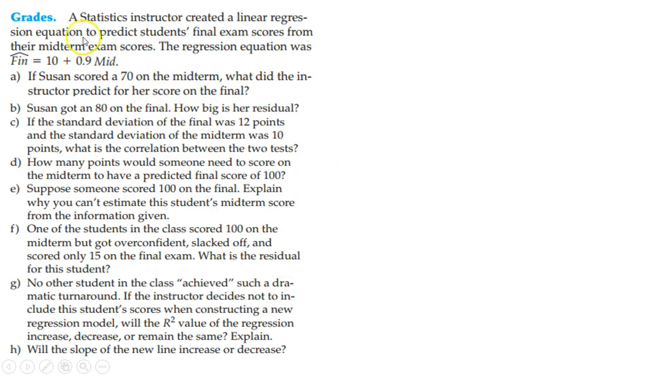So next up, a statistics instructor created a linear regression equation to predict students' final exam scores from their midterm exam scores. The regression equation was: your final is 10 plus 0.9 times whatever your midterm was. If Susan scored a 70 on the midterm, what did the instructor predict? Just plug it in. I predicted a final exam of 73.